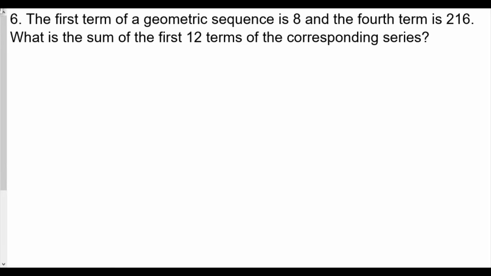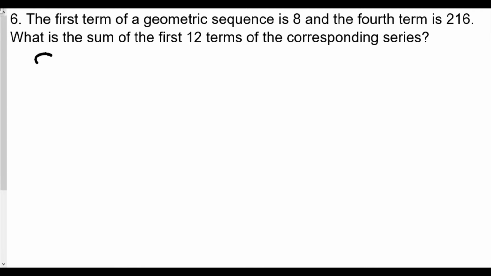Welcome back. This is our Algebra 2 MRS22 Spring 2021 Test Number 2 review for question number 6. The first term of a geometric sequence is 8 and the fourth term is 216. What is the sum of the first 12 terms of the corresponding series?